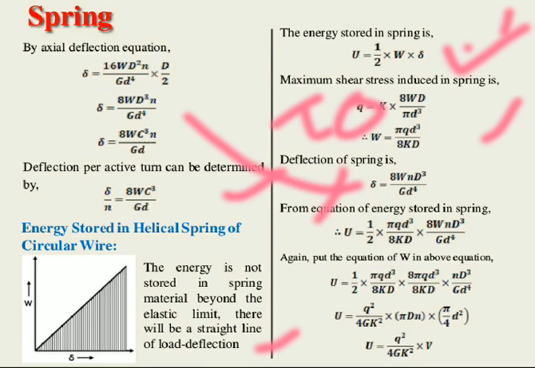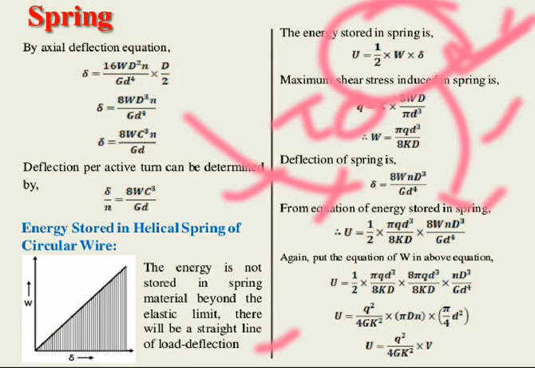So on putting these values in this equation, that is the energy equation, we can easily calculate that 1 by 2 into pi Q dq by 8KD into 8W and dq by G to the power 4. We have to put the value of W again. So on putting the W again here, we will get the value of U as like this. On rearranging the equation, we get the value of U as Q square by 4GK square into V.